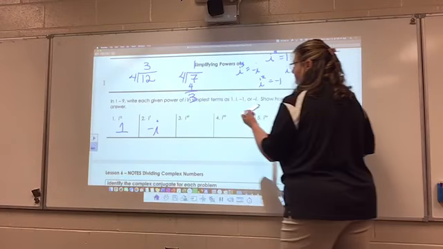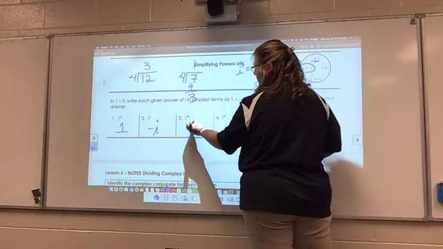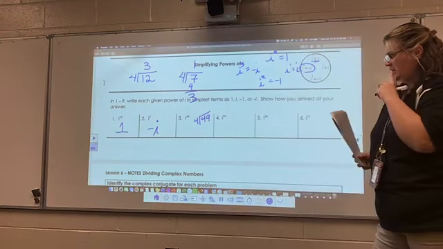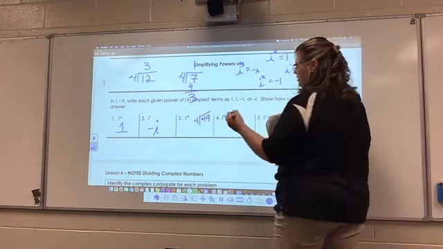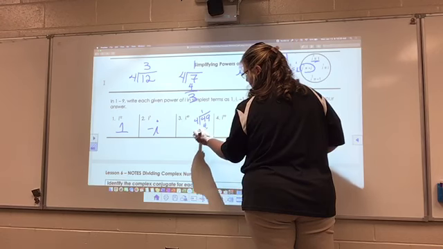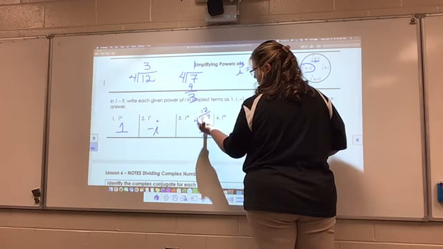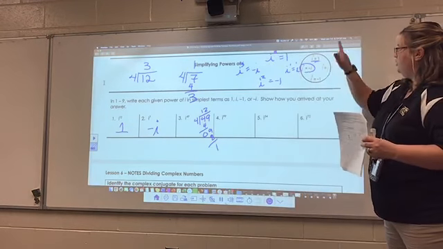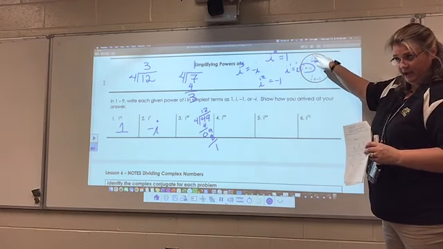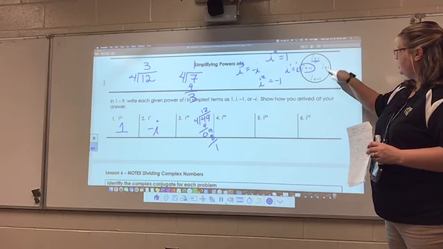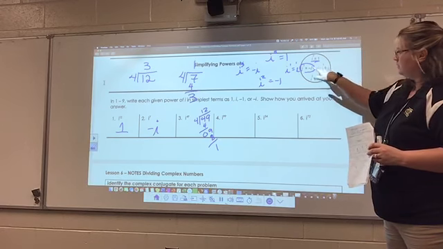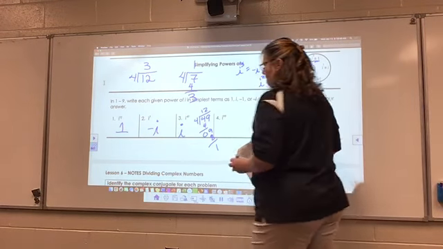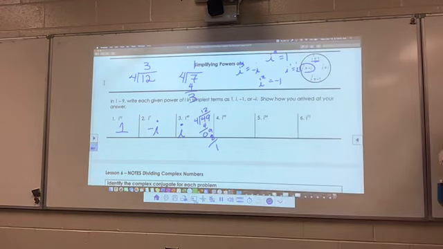So 49. 4 goes into 49 how many times? Well, 4 goes into 4 11 times. So that would be 10 times, and then that's 2, because that gives me an 8, right? And I just have 1 left. So I know I'm going to end up here on the 12th time, right? And I only have a remainder of 1, so I know it's going to be just an i. So I know it's going to be a positive i.